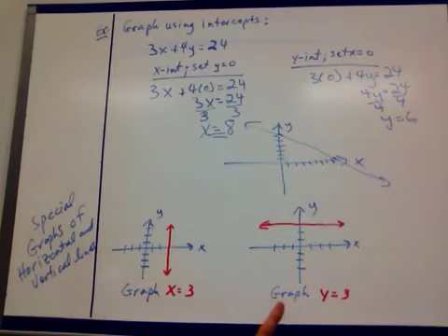Or just remember these 2 shortcuts. When it's just x, vertical line through the x. When it's just y, horizontal line through the y. 2 special cases you just got to know. So graphing with intercepts is a good shortcut when you're in standard form. Find the x and y intercepts, and remember the two special graphs right here.